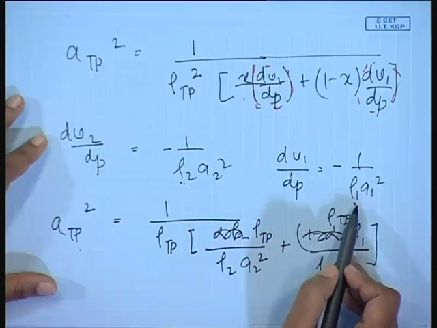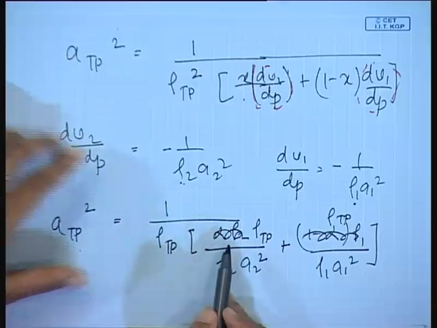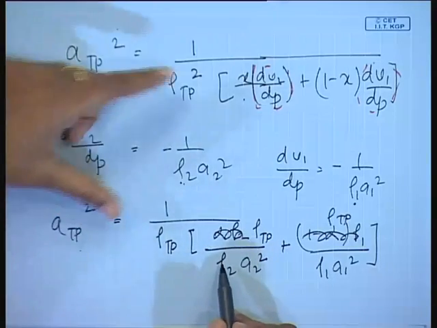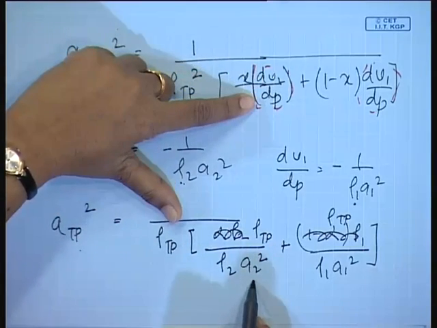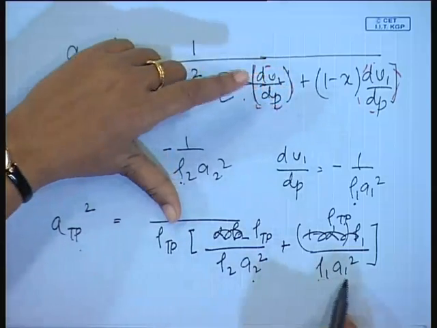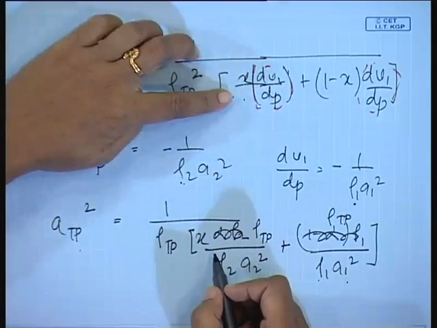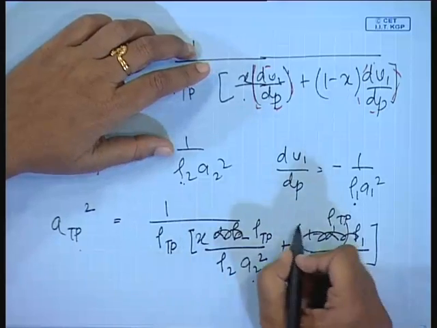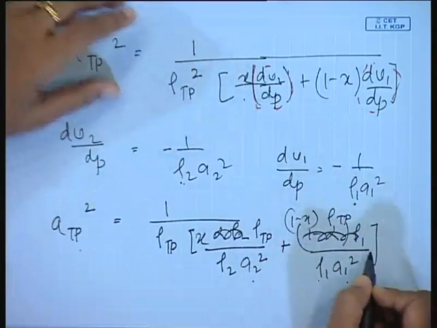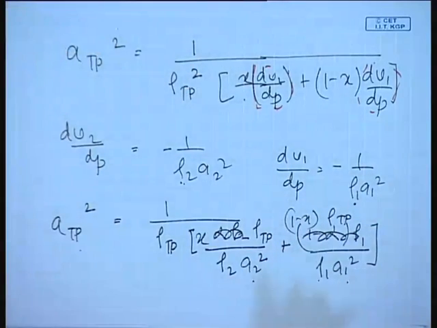This I have already derived just now, and on substituting them, we find that instead of dV2/dP, I have written rho 2 A2 square. Instead of dV1/dP, I have written rho 1 A1 square. And here, I have just taken 1 by rho TP inside. So, it is x by rho TP and this is 1 minus x by rho TP. Till this much, I hope you do not have any problems.